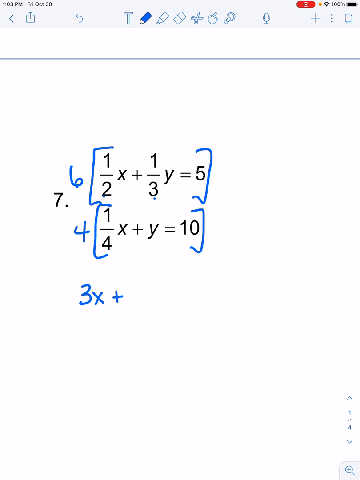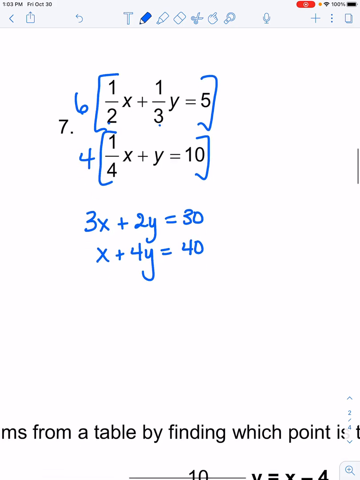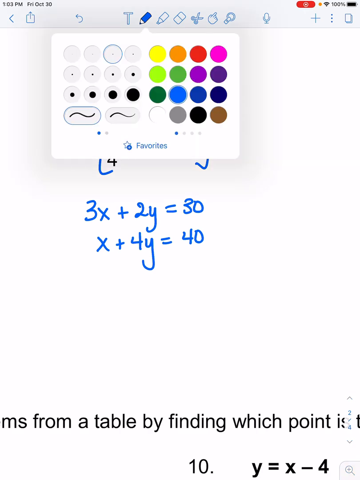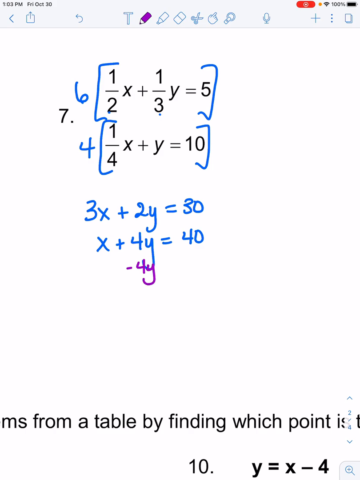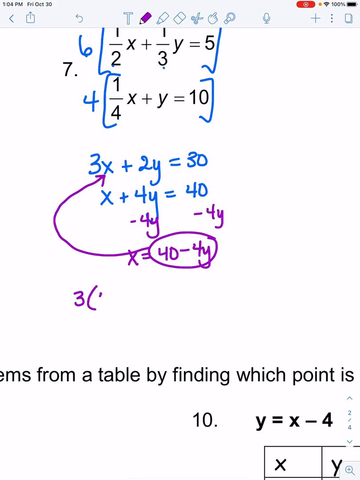So we've got 3x plus 2y equals 30. And we've got x plus 4y equals 40. Same exact equations, just with differing coefficients at this point. What's awesome about this situation is that now we can see it's actually going to be easier for me to just isolate my x here and move that 4y over. When I do that and then want to substitute this into x, the problem is much simpler than what I was trying to do before. Okay, so now I've got 3 times 40 minus 4y plus 2y equals 30.